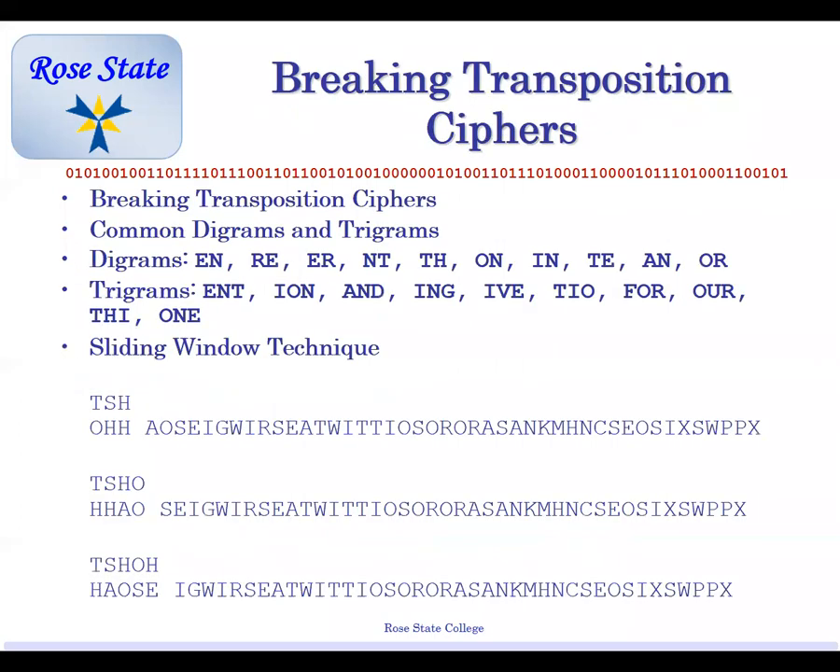So, all right. Breaking transposition ciphers. Look for common digrams and trigrams. These are things that we see a lot in English: EN, ES, NT, TH, ON, and so on and so forth. Trigrams, you know, THE, ENT, ION, AND, just stuff repeated quite a bit, and it can help you decide where the break is. Okay?